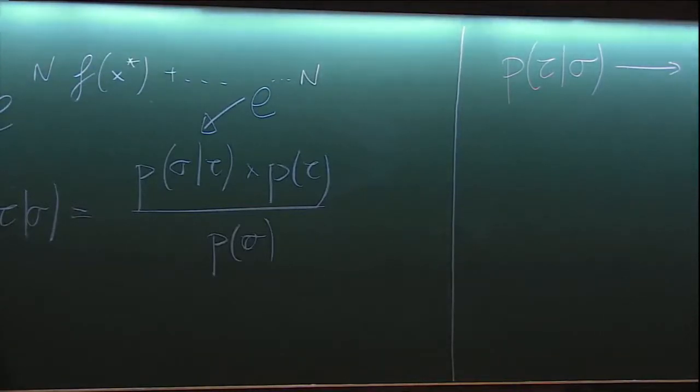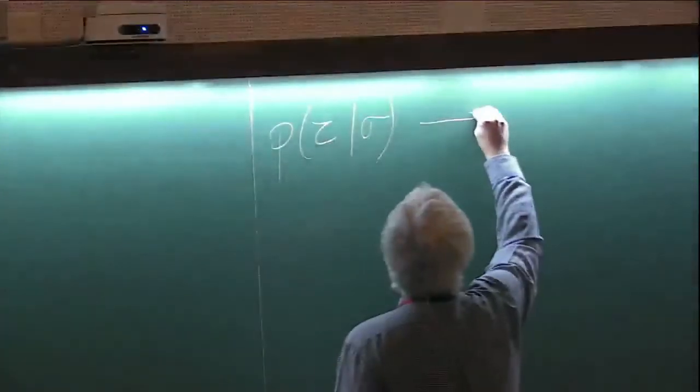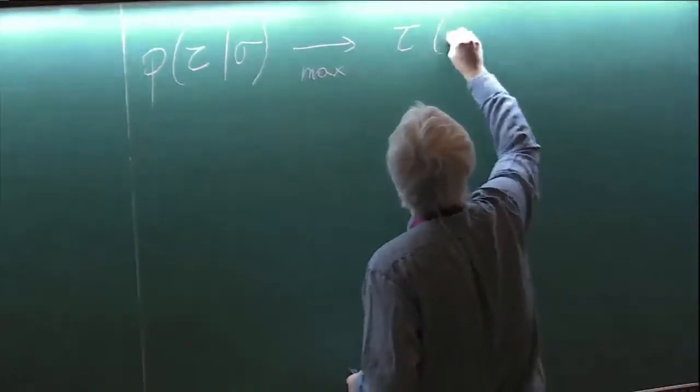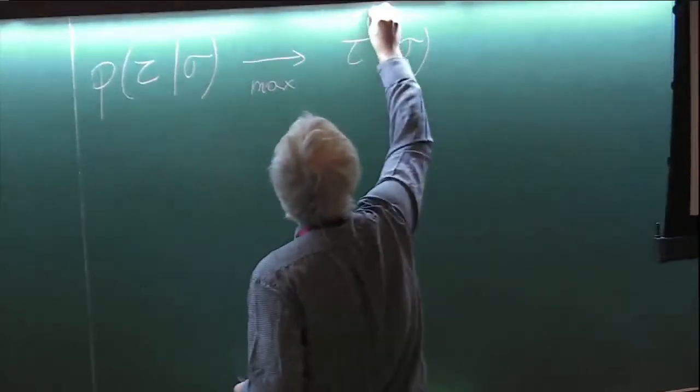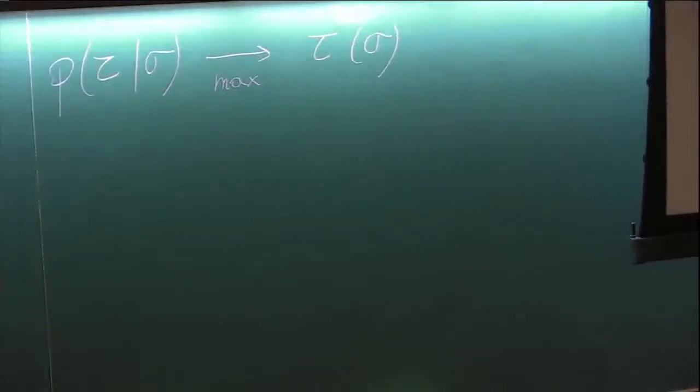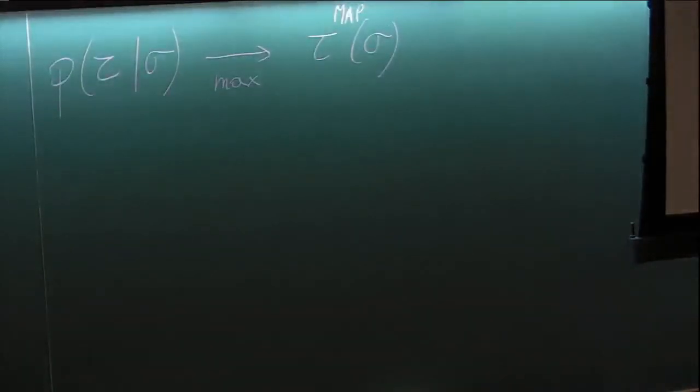So if you take the posterior distribution of tau given the observation and you maximize this, by maximization you get some estimator which depends on sigma, which is called the maximum a posteriori. That's called the MAP estimator, and it will depend on your observation, obviously.